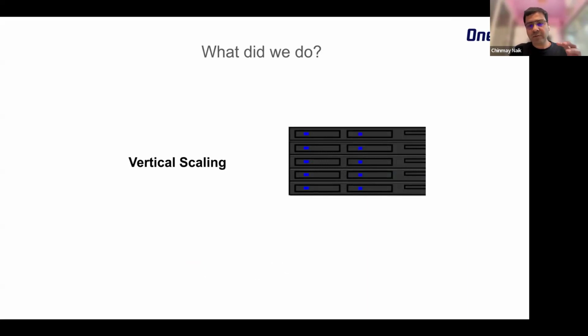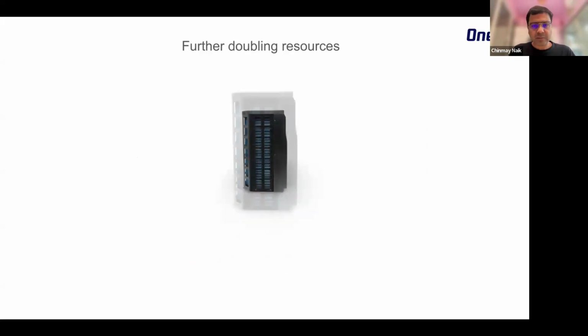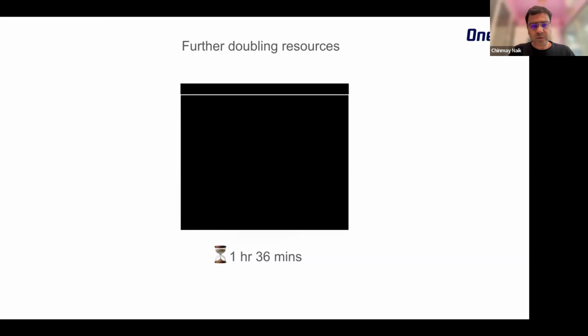It's a single machine, and we increase the resources on that machine. That's vertical scaling. And if we further double these resources, and keep saying, okay, let's run it on an even bigger machine, even bigger machine, at some point what you see is that no matter what you do, the program doesn't take less than 1 hour 36 minutes. No matter how much compute, disk, memory, CPU, whatever you throw at it, it will still take this much time at a minimum.